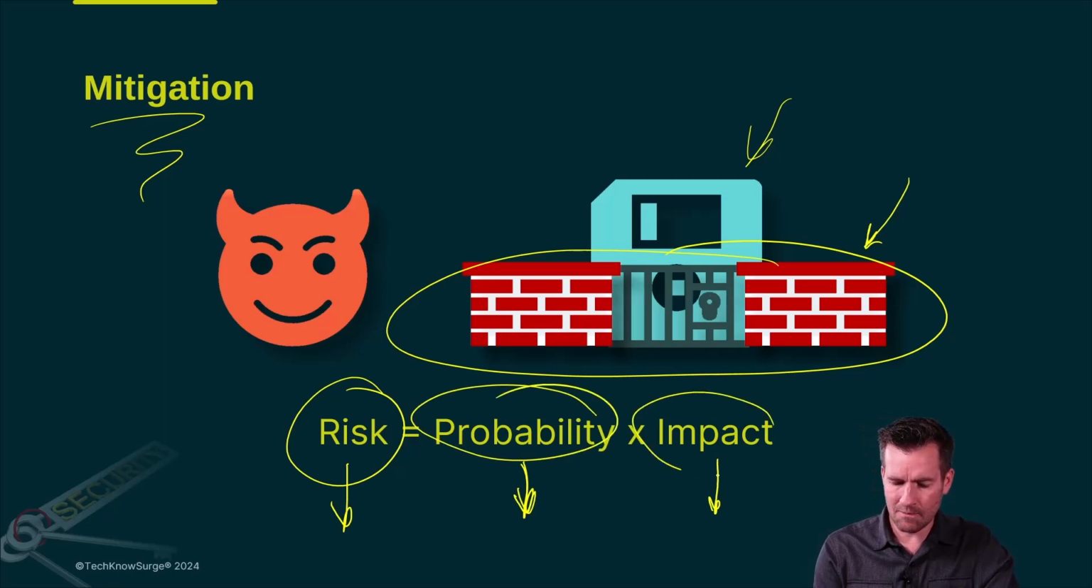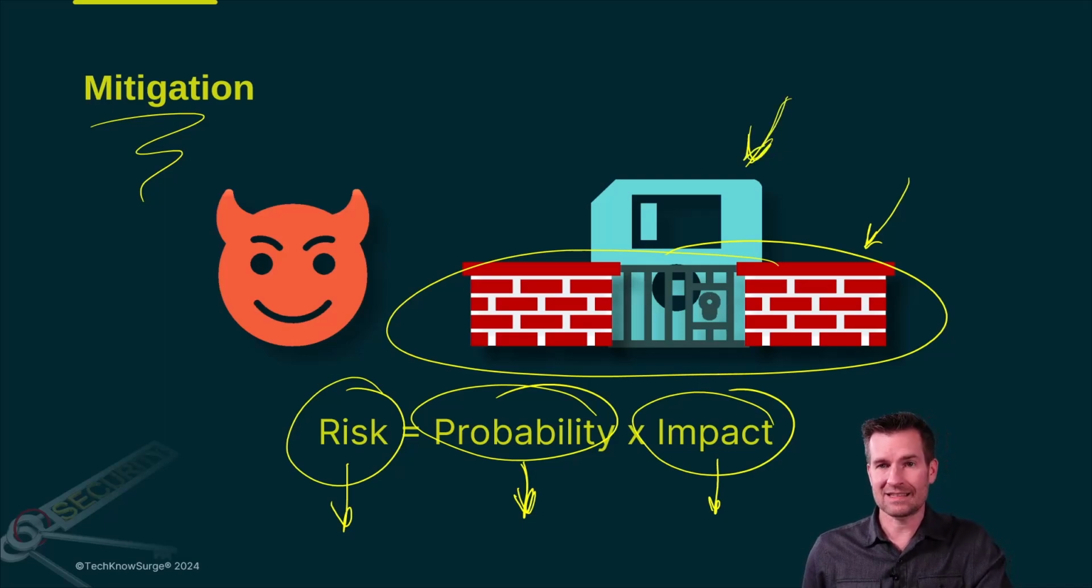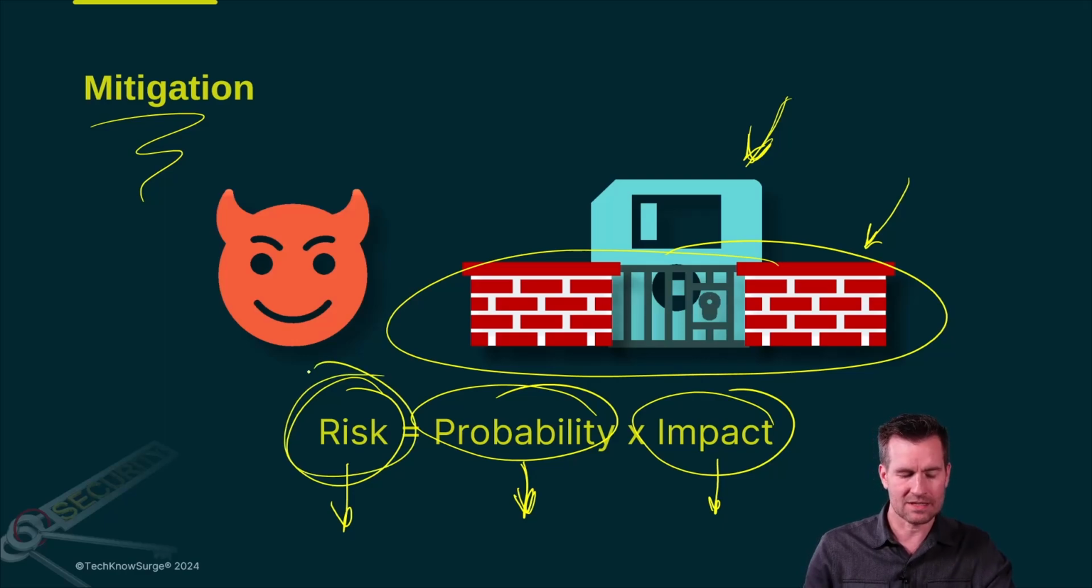To reduce the impact, maybe we delete some of the data that we no longer need. And so that reduces the impact this has. So that reduces the risk as well.